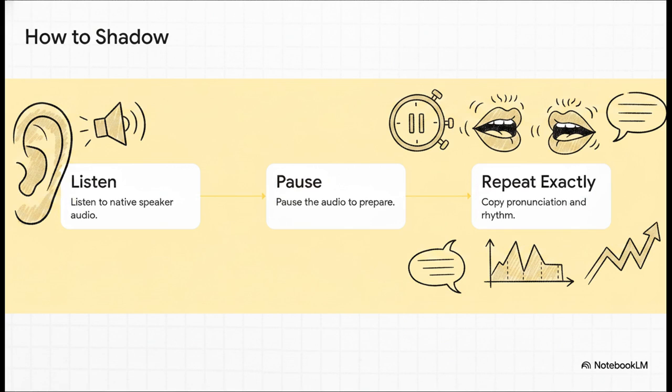Step 1, listen to a short piece of audio from a native speaker. Step 2, pause it. Step 3, repeat exactly what you just heard. And when I say exactly, I mean become a total copycat. Don't just read the words. Mimic the pronunciation, the rhythm, the intonation, the whole shebang.